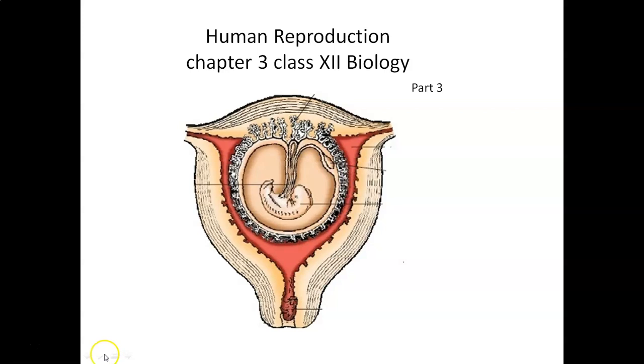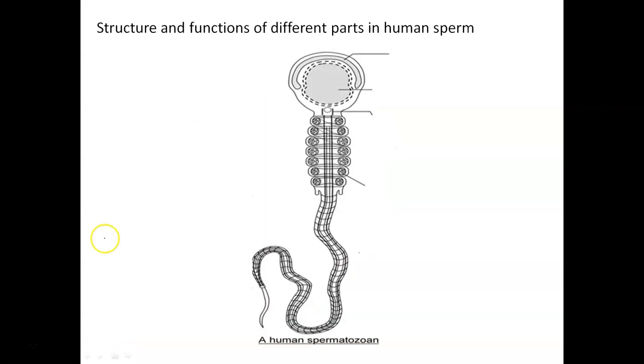So first we will move to the next slide, that is structure and function of different parts in human sperm. We are going to label one by one. The first part, here, is actually the head.